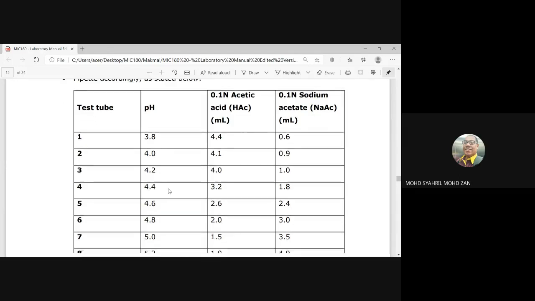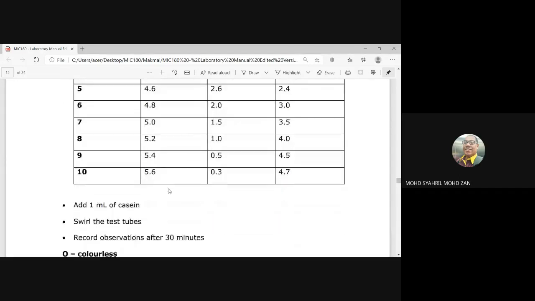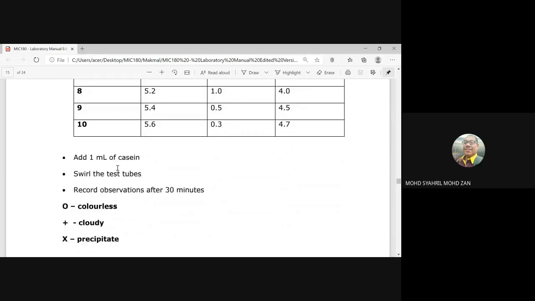Okay. So once you have the 10, add 1 ml of casein. How? For each of the 10 test tubes, you have to put 1 ml of casein in each test tube. So we need about 10 ml of casein. Okay, swirl the test tubes and then record the observation after 30 minutes.